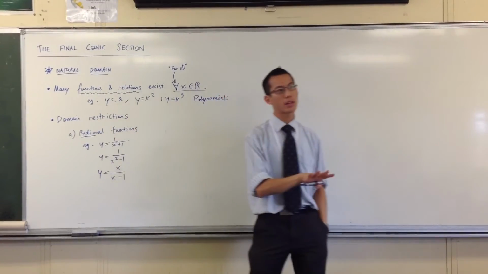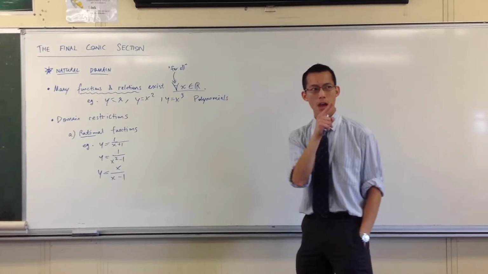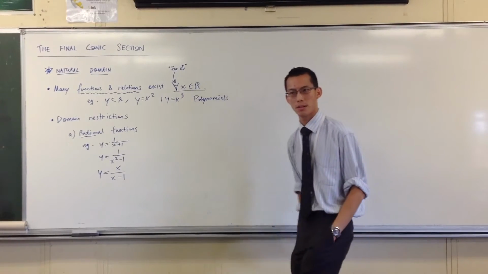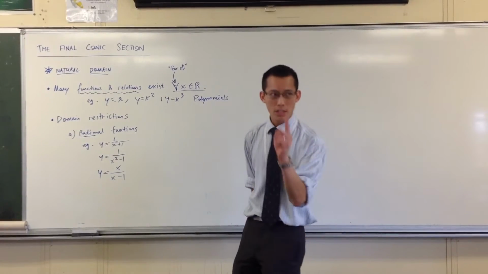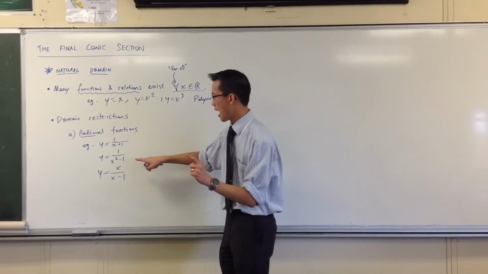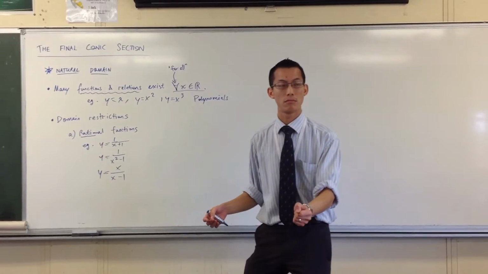Okay. Now, just very quickly, they all have domain restrictions. How do you work them out? What's the most efficient way to find out how it's restricted? It's all about the denominator, isn't it? It's this guy on the bottom that's the problem. What do you do with the denominator to find where the restrictions are?